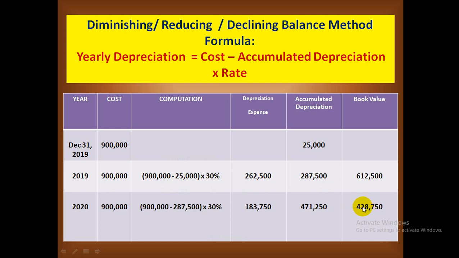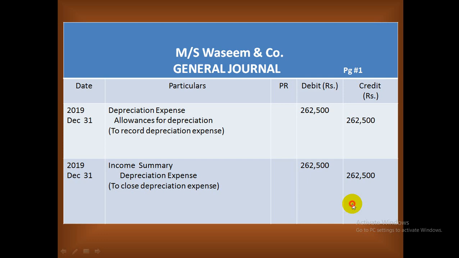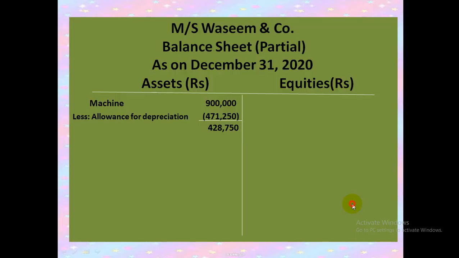This is the book value, this is the accumulated, this is the cost. We are preparing the partial balance sheet on December 31, 2020, and these three pieces of information are represented in our partial balance sheet. Cost is given, and allowance for depreciation on this date is given. By subtracting them, we will be calculating our book value.